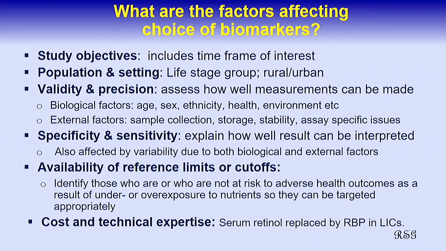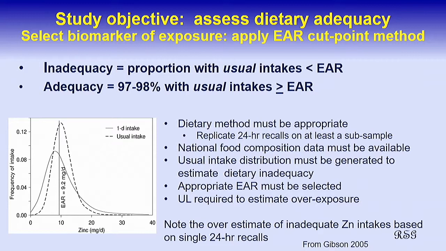Fifthly, we have to be concerned about the availability of reference limits or cutoffs. These are used, of course, to identify those who are or who are not at risk of adverse health outcomes, which may result from an under or over exposure to nutrients, so that we can hopefully target the group appropriately. And finally, and most importantly, we have to consider the cost and technical expertise.